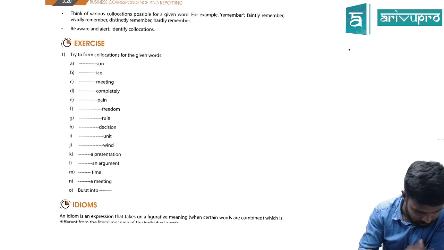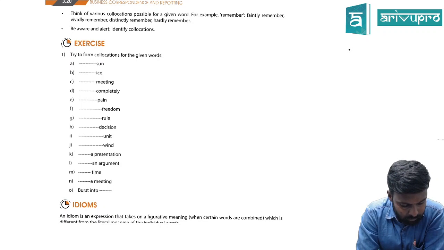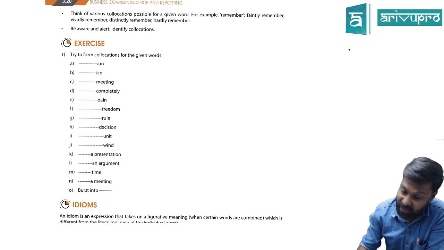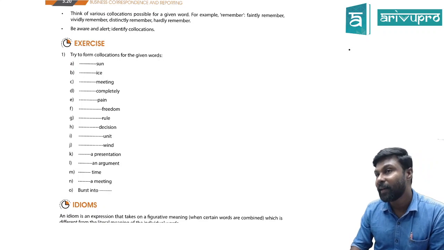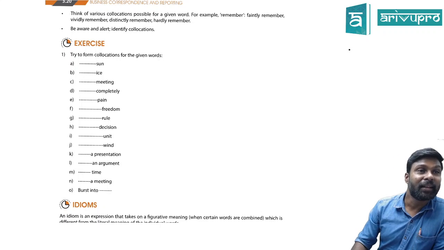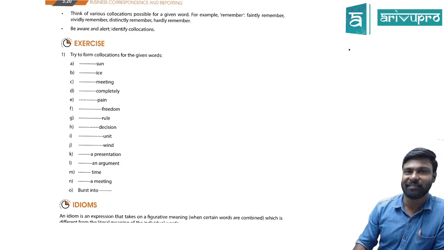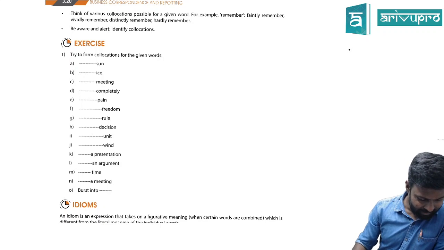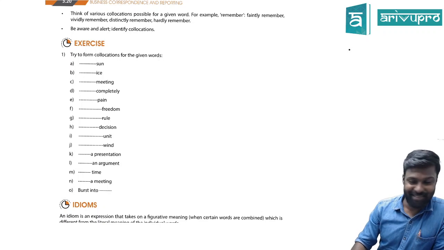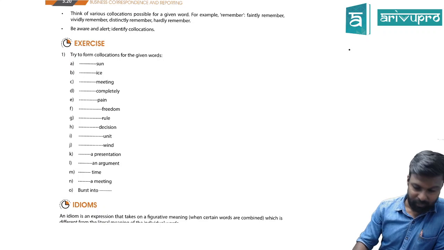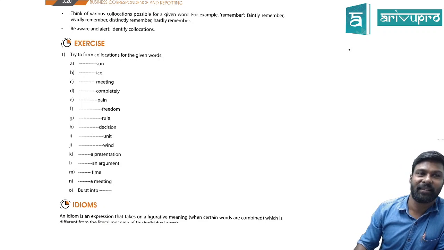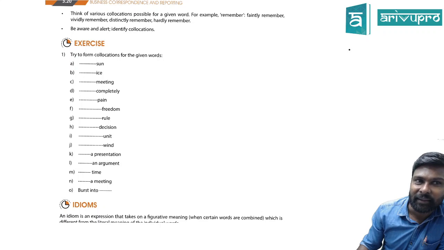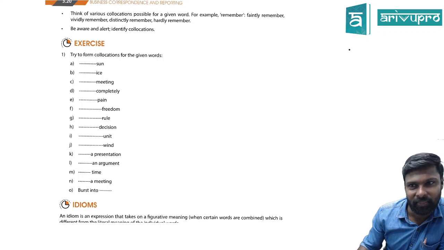Let's do this exercise. Dash sun. Rising sun. Dash ice. Melting ice. Dash meeting. Annual meeting. Anything else? Group meeting. Okay. Next one. Dash completely. Agree completely. Pain. Unbearable pain. Very good. That's an example for what? Pain is a what? Pain is a verb or a noun or a phrase or an adverb or an adjective. Pain is a noun. So unbearable pain is what?